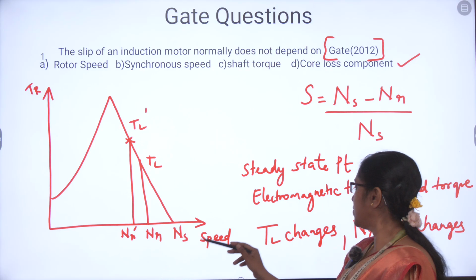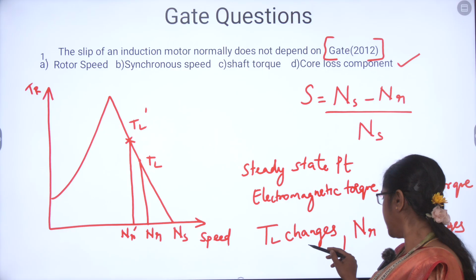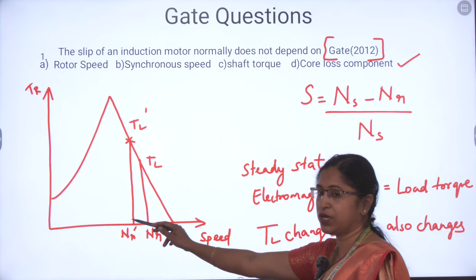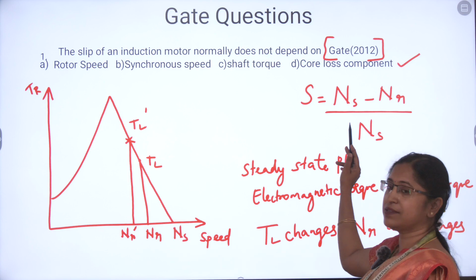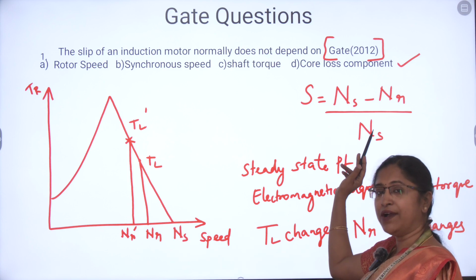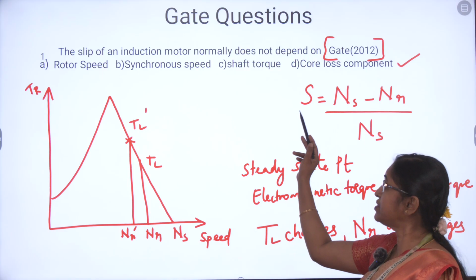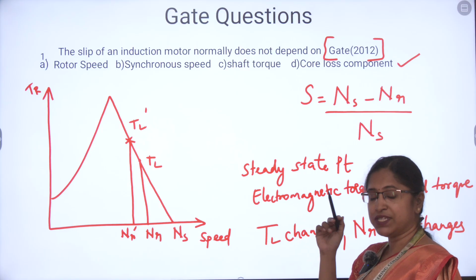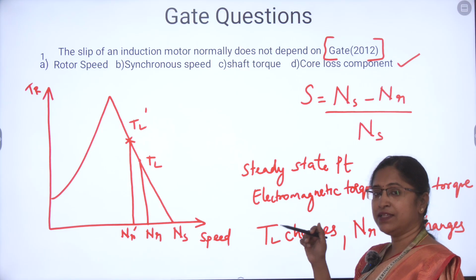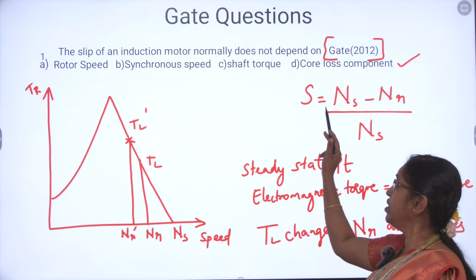So based on this, when your TL, that is the load torque, changes, there is a change in your rotor speed also. Since the rotor speed changes, and we know that the slip formula contains the rotor speed, the shaft torque, on which the rotor torque depends, causes changes in the speed. The rotor speed changes, which also affects your slip.